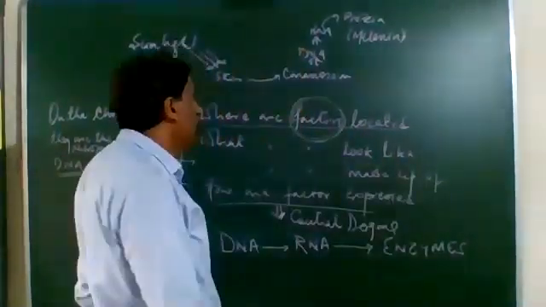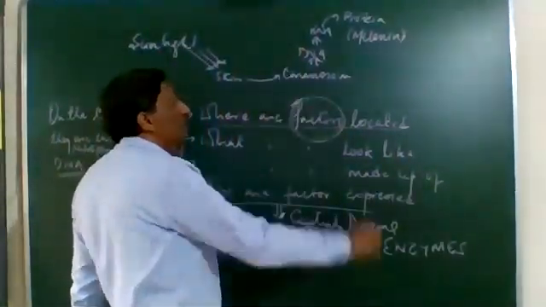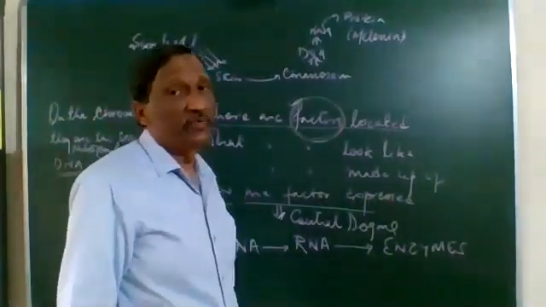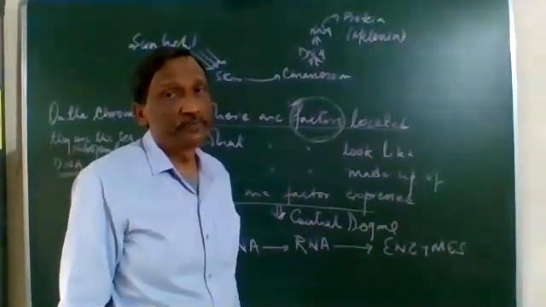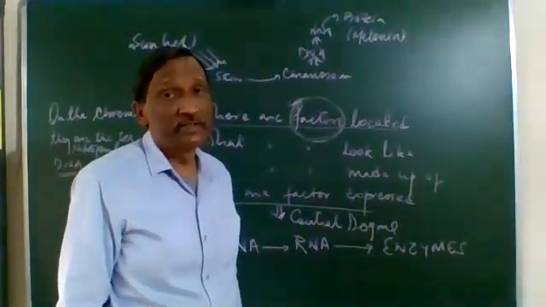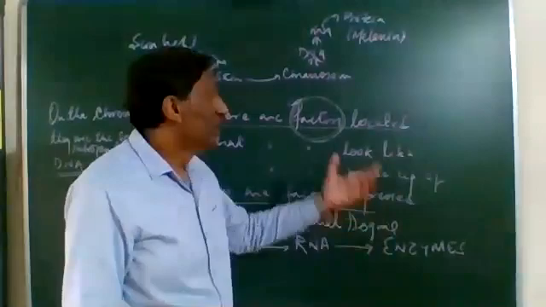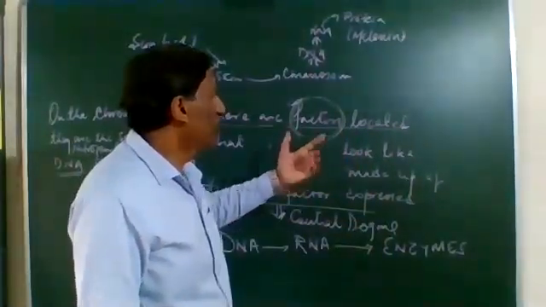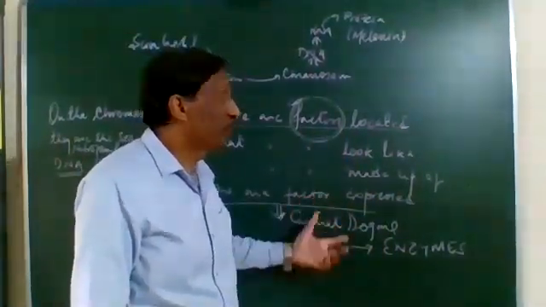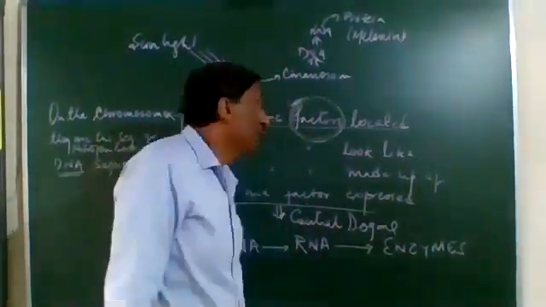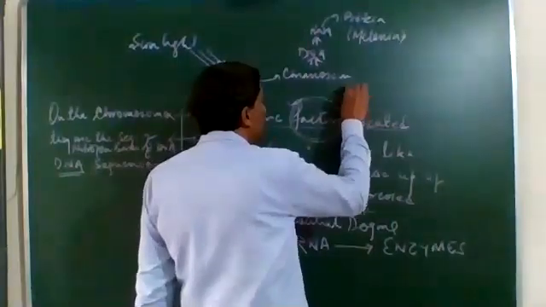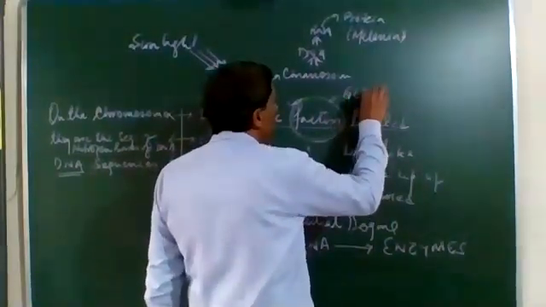So what does it mean? It means that Mendel knew only about the factor, and that also as an unknown imaginary unit. Mendel could not isolate the factor. Mendel could not tell where the factors are located, what they look like, what they are made up of. All these things came in due course of time. And the factor was replaced by another term called gene.